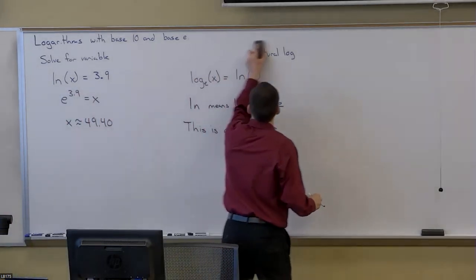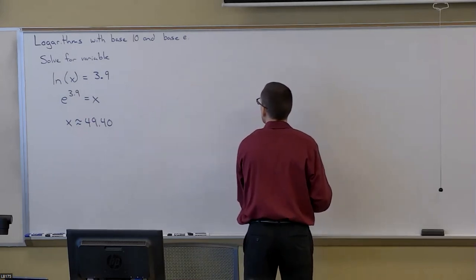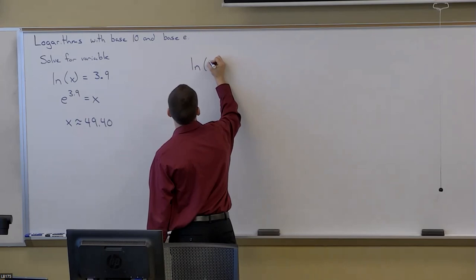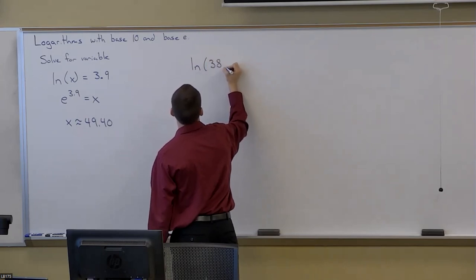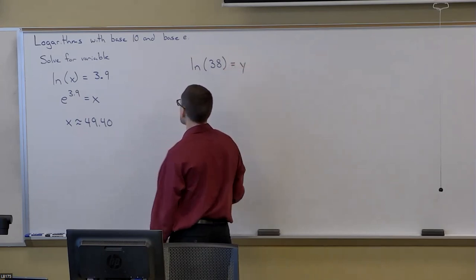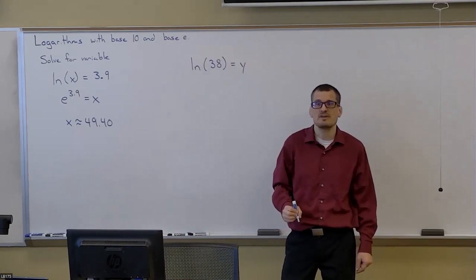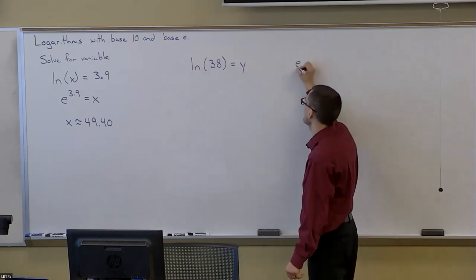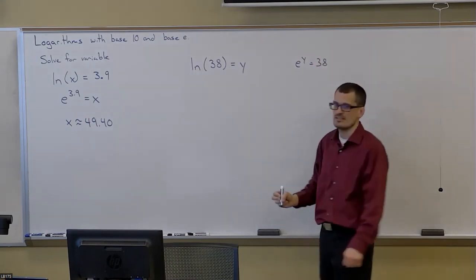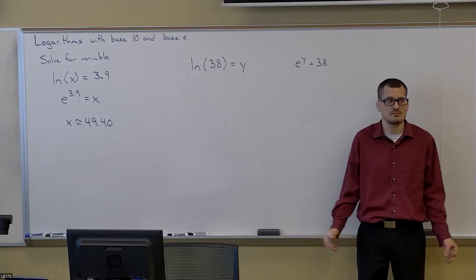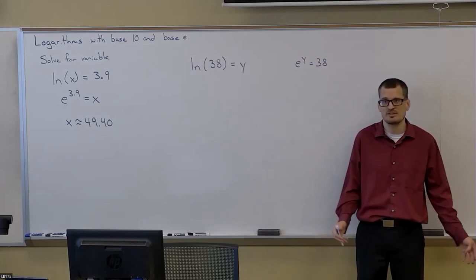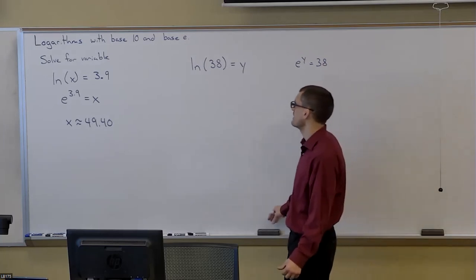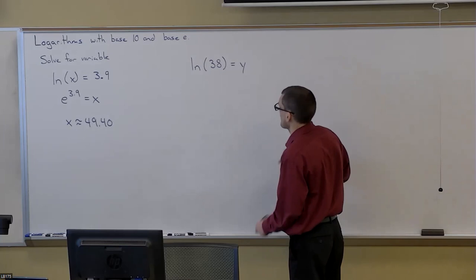But here's where the calculator comes in handy. If I say natural log of 38 is equal to y, if I were to try to rewrite this as an exponential equation, I would have e to what power is equal to 38. And you'd say, e is an irrational number. I don't know what power to raise it to to get 38. So that's not going to work.